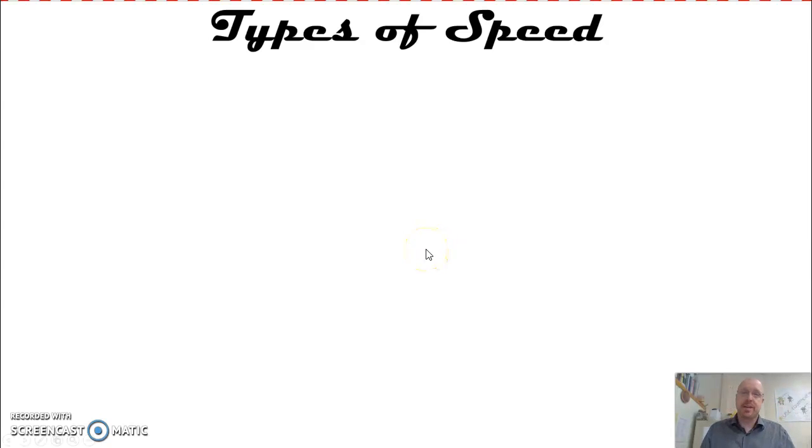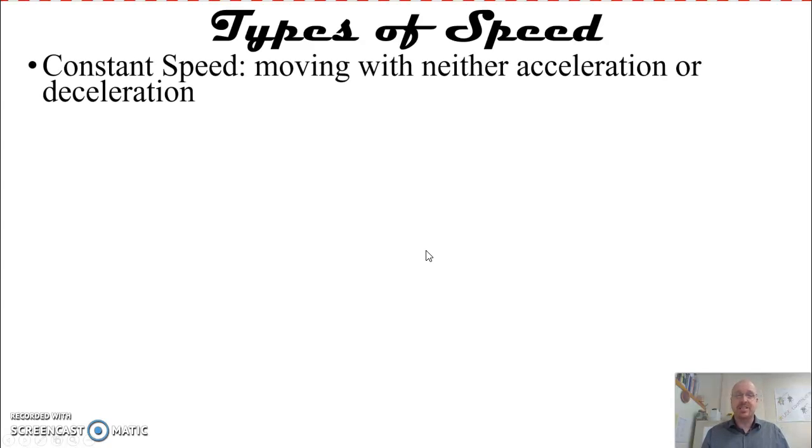Now here are some definitions that you want to write down. Types of speed, constant speed. This means that we're moving with neither acceleration or deceleration. We're not slowing down. It's like when you hit the road and your dad hits cruise control on the car and the car maintains that 70 miles per hour.